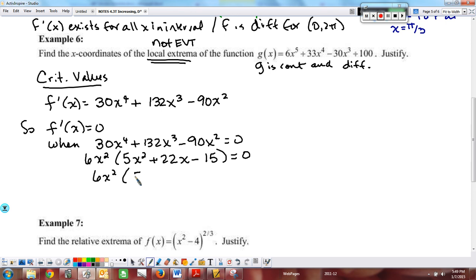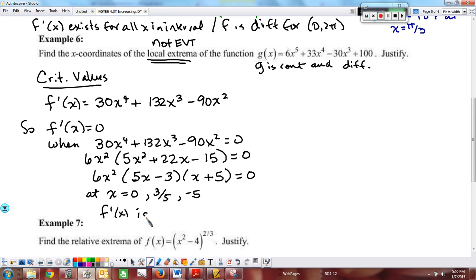And now let's see whether we can get this to factor. Let's see, 5x and x. Now we need factors of 15, so 3 and 5. That sounds promising. 3 and 5, so I would have 5x minus 3 and x plus 5 equal to 0. So our critical values are going to be at x equal to 0, 3/5, and negative 5. F prime of x is never undefined, so we don't have any critical values from that.